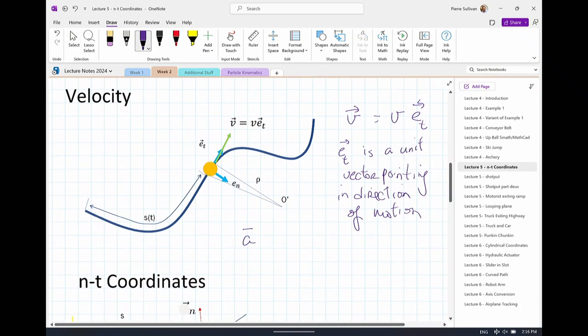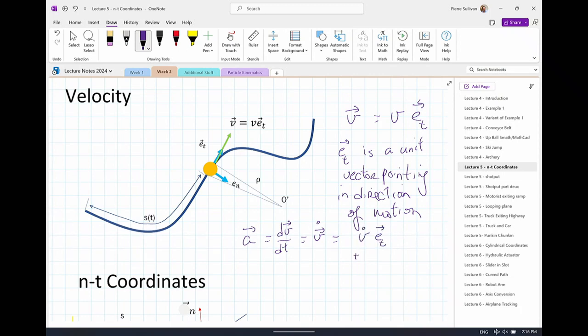But my acceleration is just going to be dv dt, of course. Same thing as before. And it will end up being v dot, which is equal to v dot E sub t plus v E sub t dot.